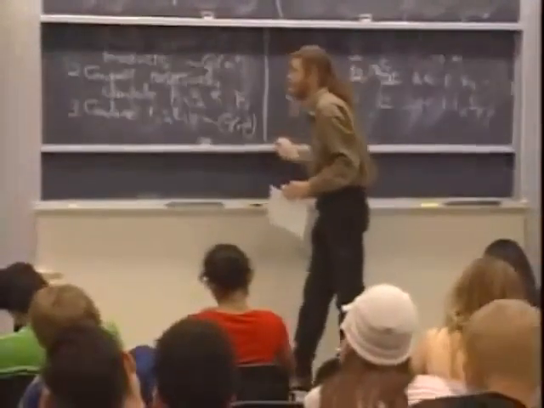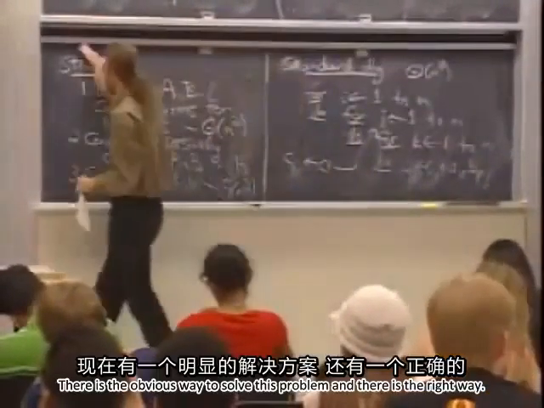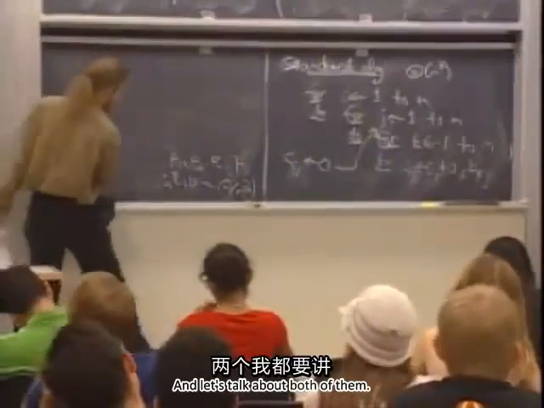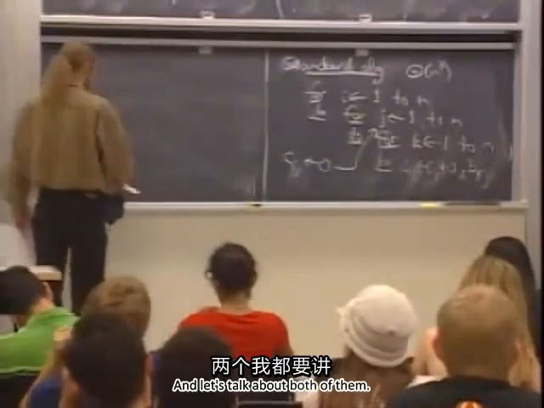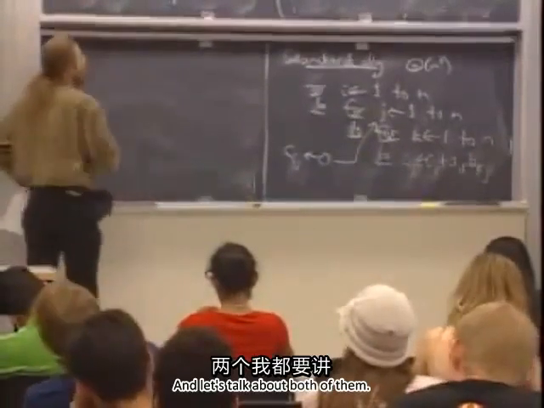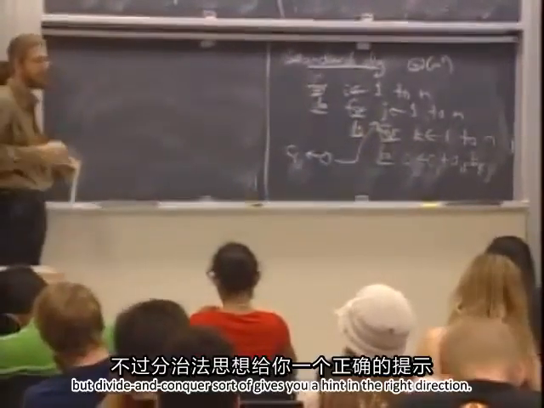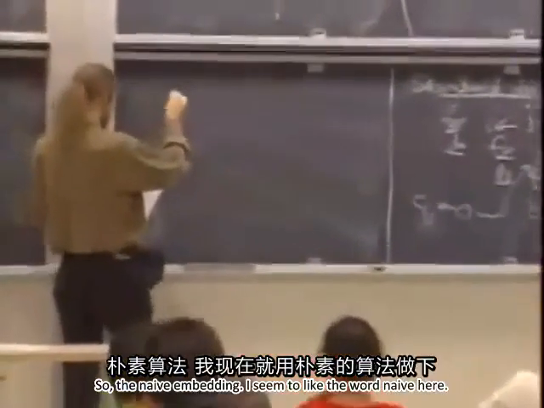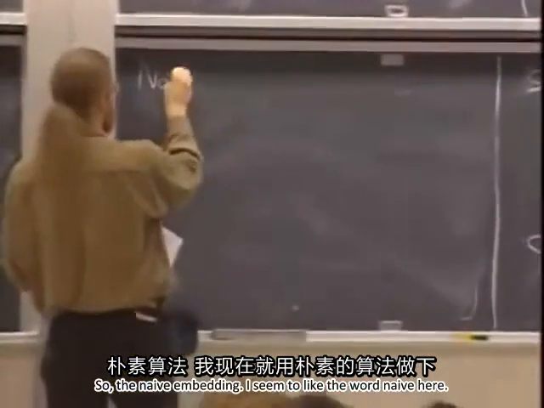Okay, so there's the obvious way to solve this problem, and there's the right way. Let's talk about both of them. Neither of them is particularly obvious, but divide and conquer sort of gives you a hint in the right direction. So the naive embedding. I seem to like the word naive here.